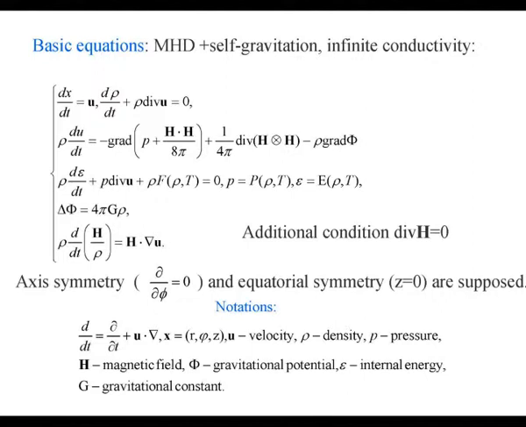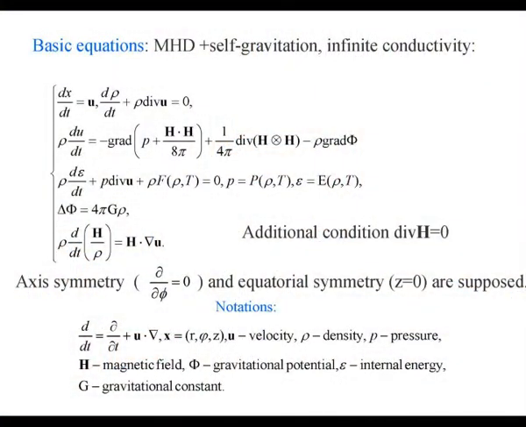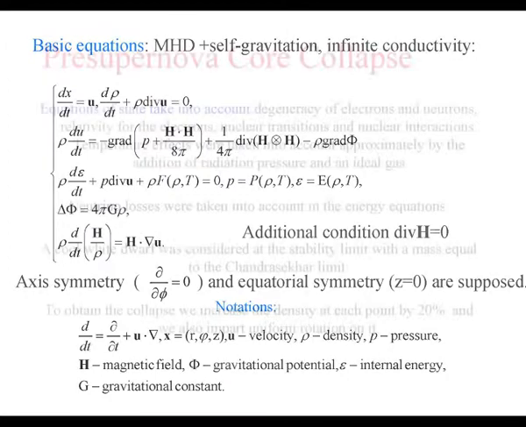The set of equations which we solve is pretty standard. It's a set of MHD equations with self-gravitation. In the case of infinite conductivity, we use, for simplicity, Newtonian gravitation. Of course it's important to take into account general relativity effects, but it's very difficult or even impossible to take them into account approximately or on fixed metrics, because we have to calculate all the details inside the forming neutron star also. And we use a two-dimensional approach. It's axial symmetry and, for simplicity, equatorial symmetry, and other notations are more or less standard.